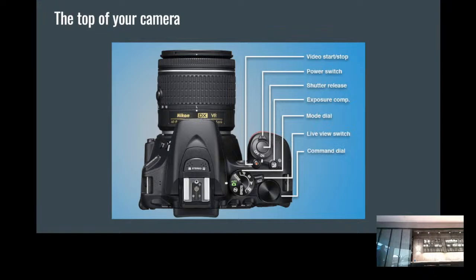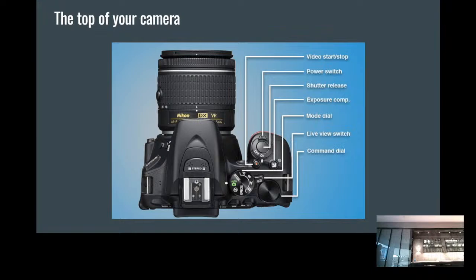So to start, video start and stop should be a red circle or red dot on your camera. That one's pretty self-explanatory. If we're on any mode, doesn't matter if it's automatic or full manual or aperture or shutter priority, if we press that red circle, it's going to start recording video. If we press it again, it'll stop the video.